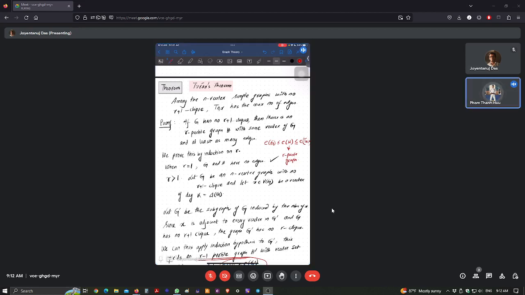For any r-partite graph I can compare with the Turan graph. The Turan graph has the maximum number of edges. So I can directly compare with G. The number of edges in G is always less than or equal to the number of edges in the Turan graph, because the Turan graph has the maximum number of edges.